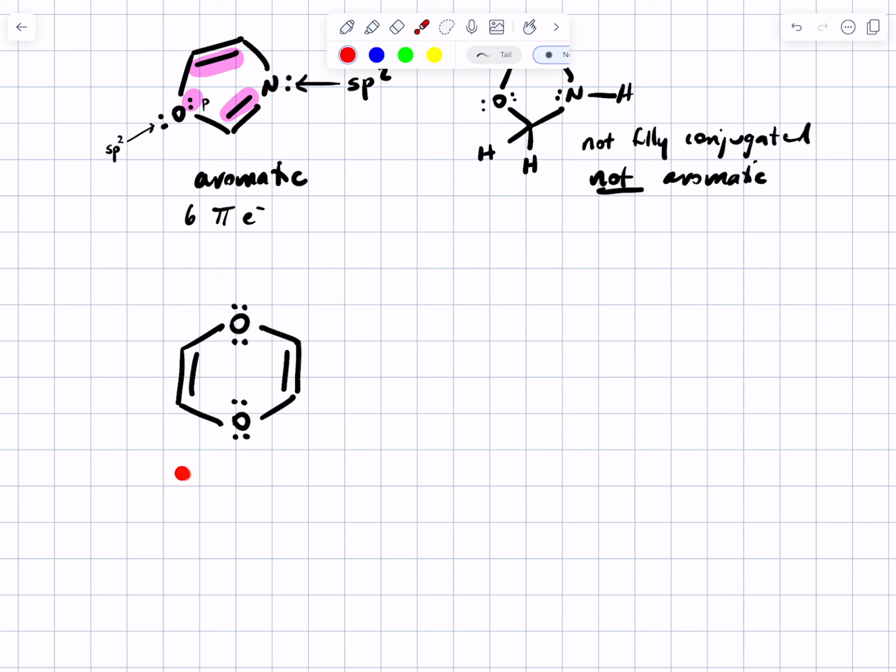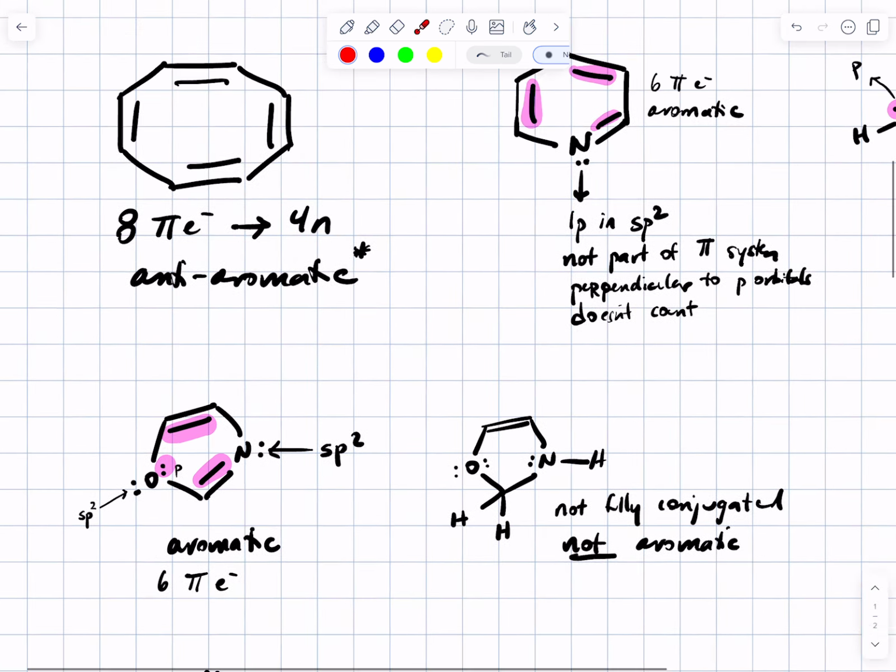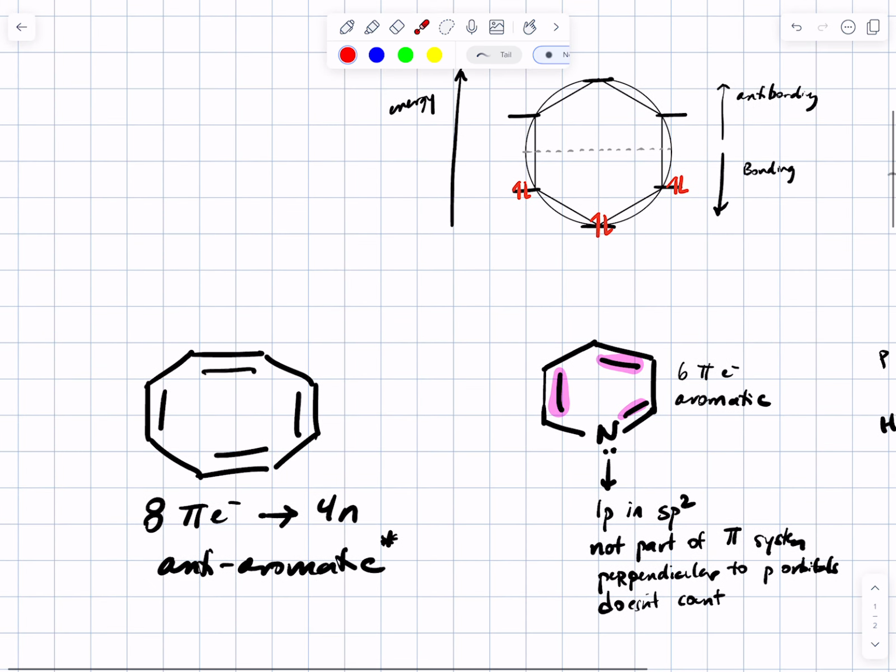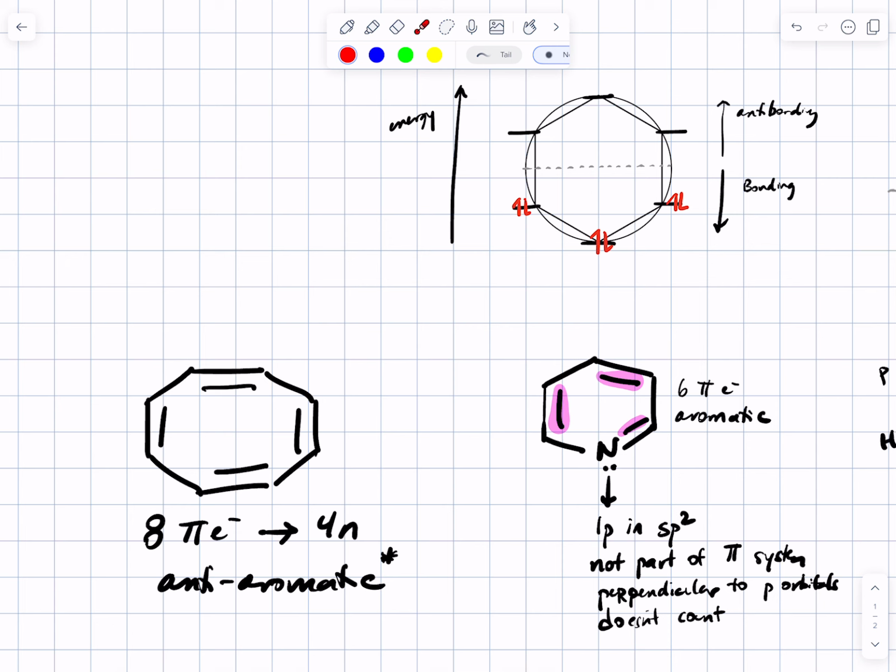Yep. I want to come back to this one in just a second, but let's quickly do this 8-membered ring.